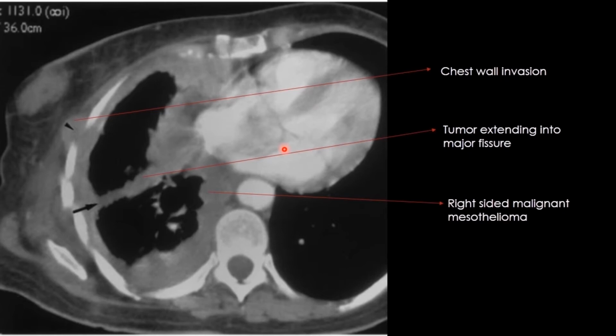This is the axial CT chest in a patient with asbestos exposure where you can find nodular enhancing pleura together with nodularity extending into the fissure, and also there is encasement of the pericardium and invasion of the chest wall. This is a case of malignant mesothelioma with the extent as described.